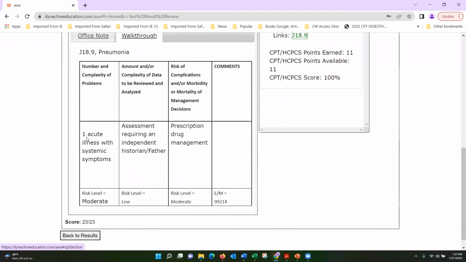Let's look at our E&M because there was nothing else done. We have an acute illness with systemic symptoms. We got fever and all that going on. In your E&M guidelines, make a note of what systemic symptoms are. That will help. We all got this, but for future reference, I want you to focus in on what certain things mean. These definitions are critical. We have an assessment requiring the dad, so we have a low level. And then, of course, we had the antibiotic, so we have a moderate level, 99214.